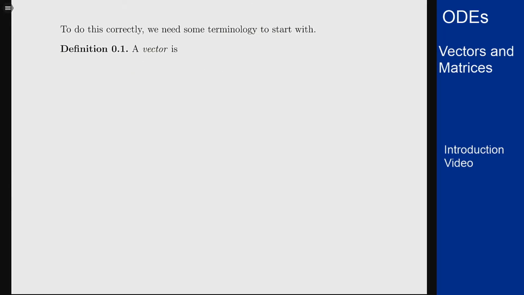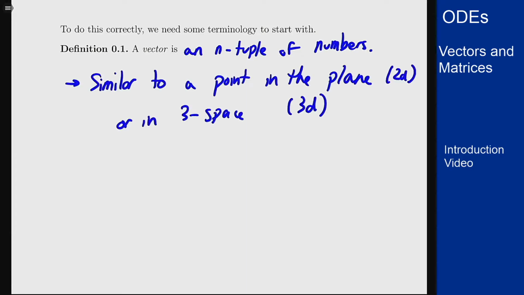Here's our terminology that we need. We have a vector, and at its base, a vector is just an n-tuple of numbers. It's a collection of numbers that are grouped together. In some ways, this is both similar and different from just a point in the plane in 2D or in 3-space in 3D. But why not think of this for any number of components? So I could have 10 different components here and have a 10-tuple where I've got 10 numbers all listed out. And that is a vector. It is a 10-dimensional vector because it has 10 components to it.